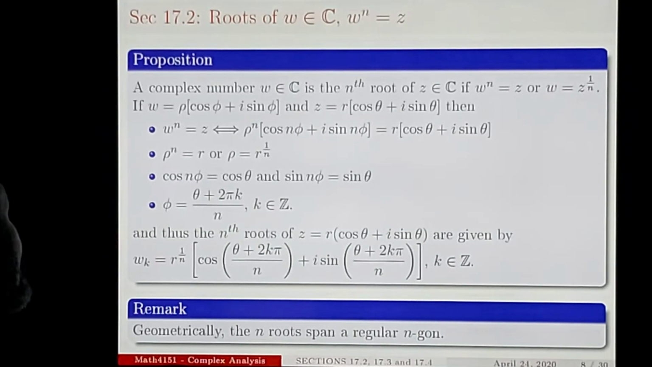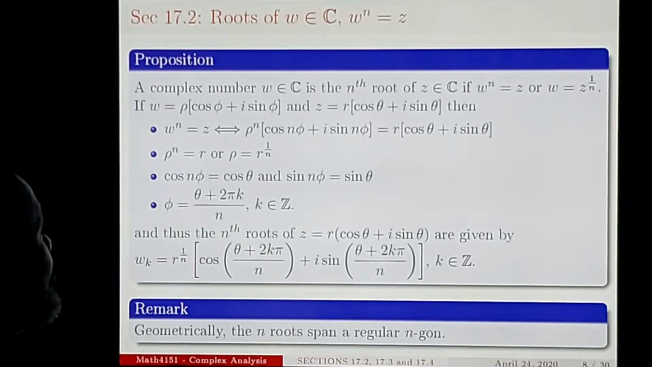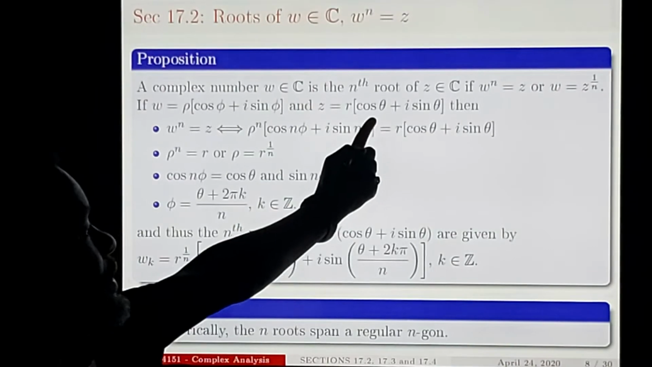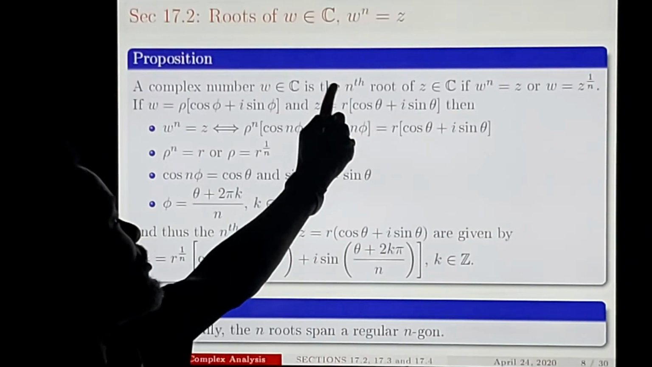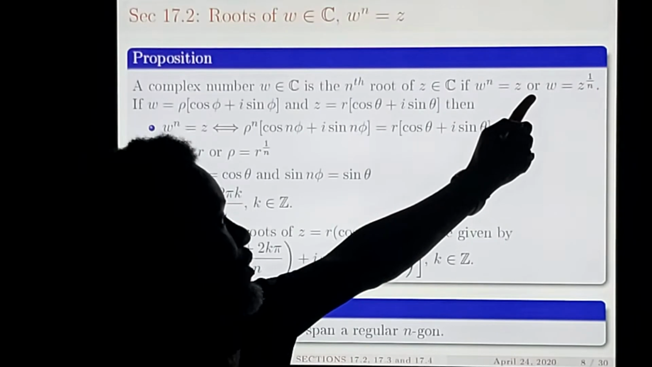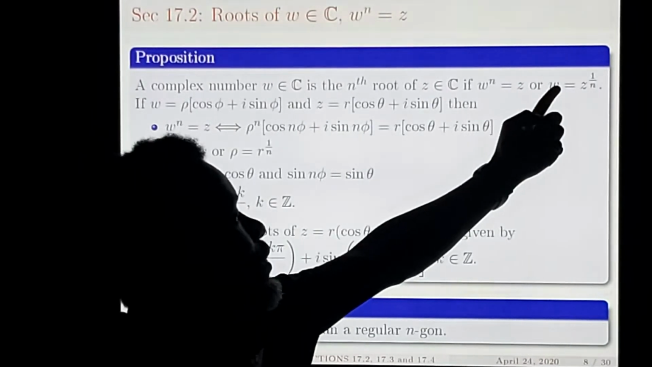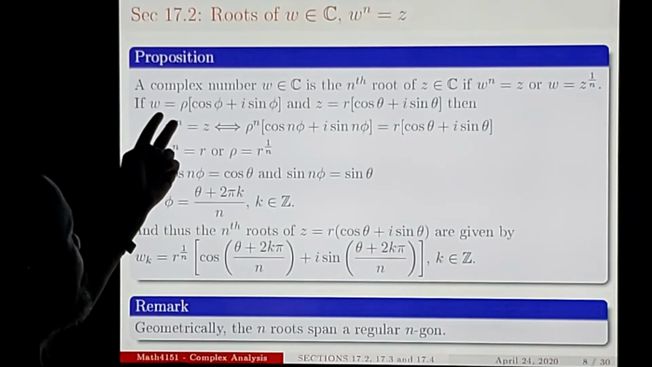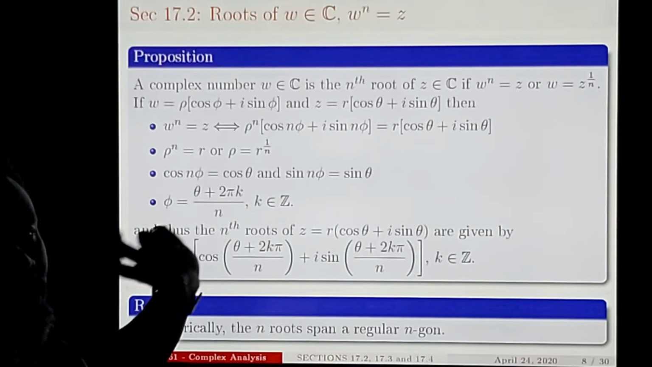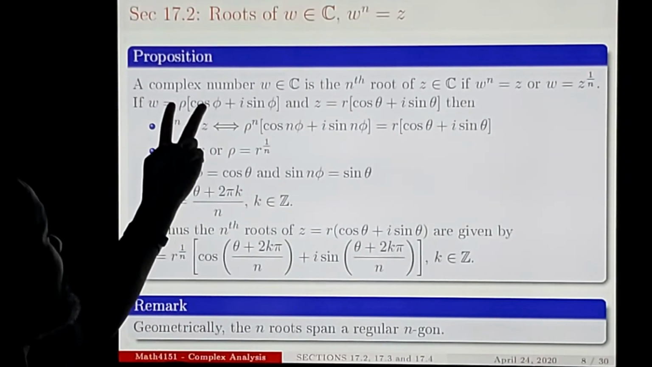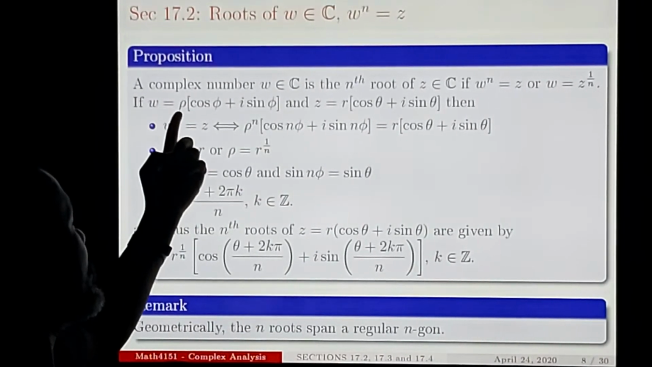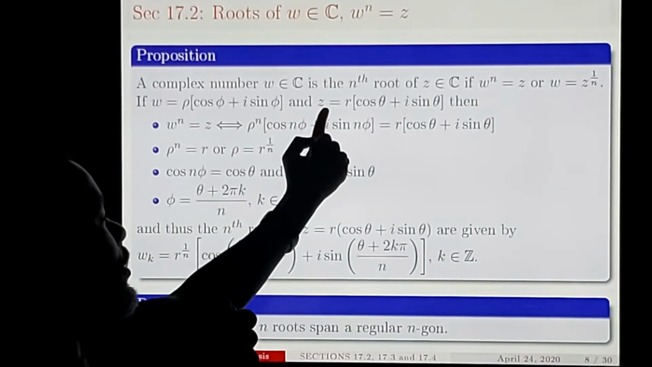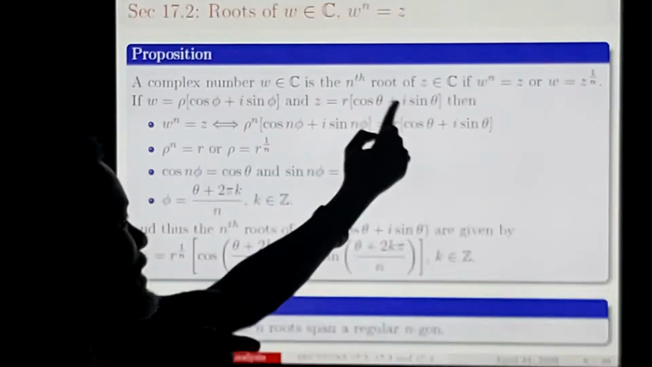Okay? So, proposition. A complex number w in C is the nth root of another complex number z if, when you raise w to power n, you get z. Or nth root means that w equals the nth root of z. Remember, any complex number can be expressed in polar form. So if this is the polar form of w, that means w is rho, which is the radius, cos phi plus i sin phi. And the polar form of z is r cos theta plus i sin theta.